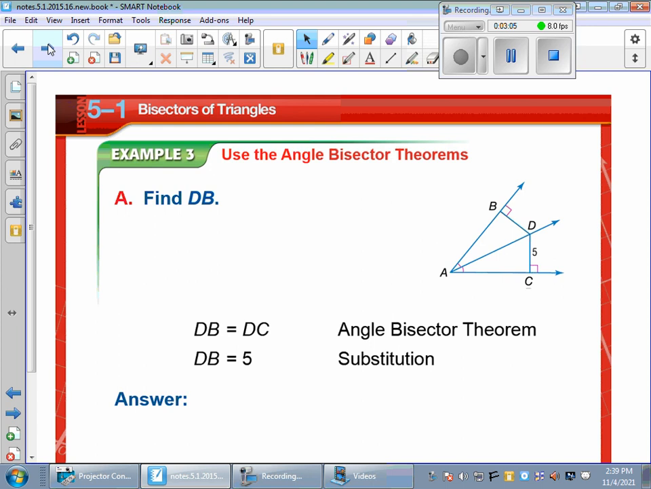So right here, we are given that find DB. They want you to find this. This right here means that we have an angle bisector. This is 5, so that is 5.